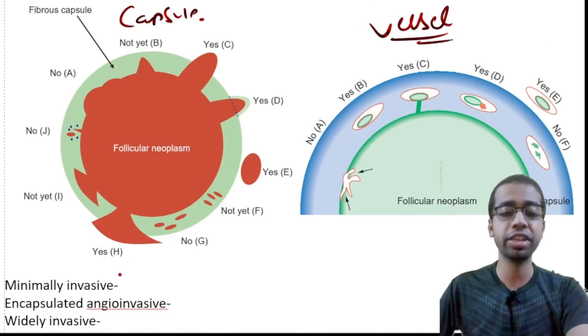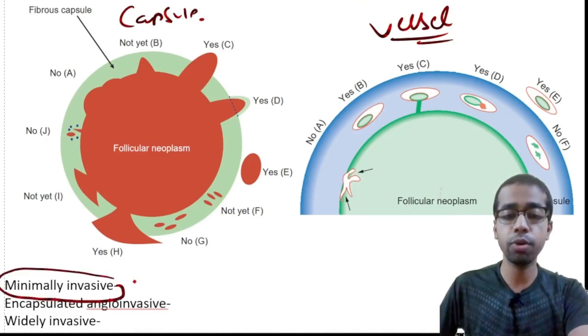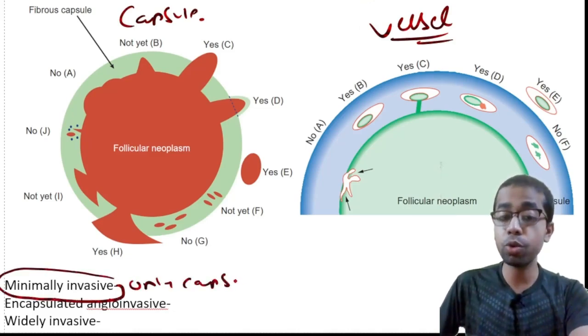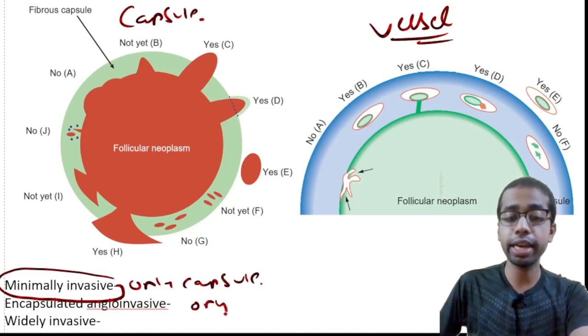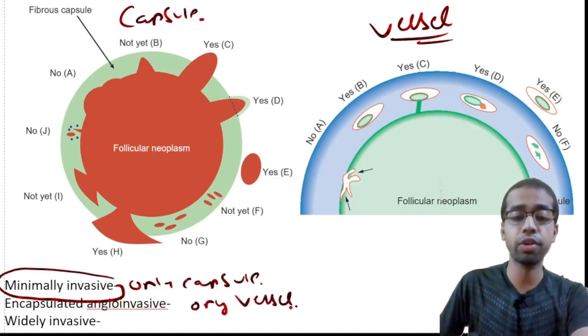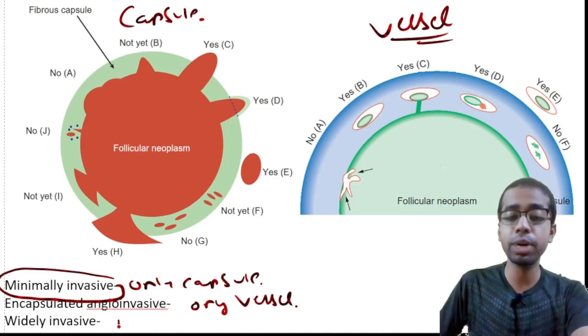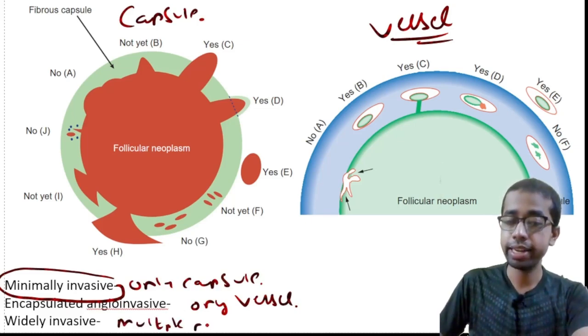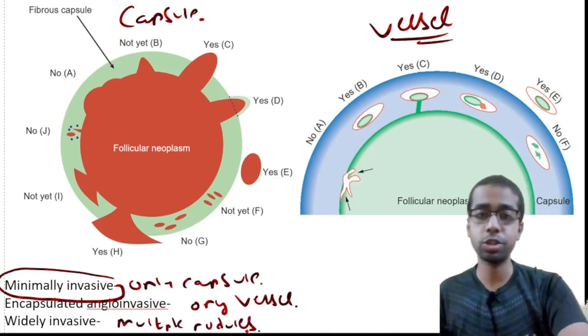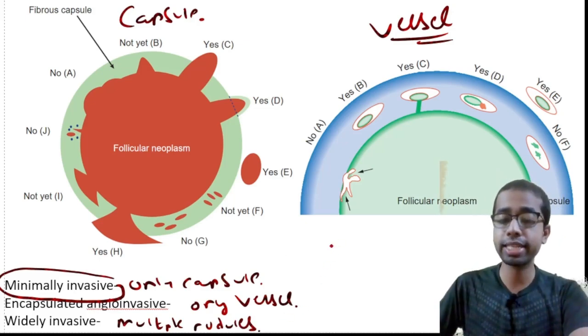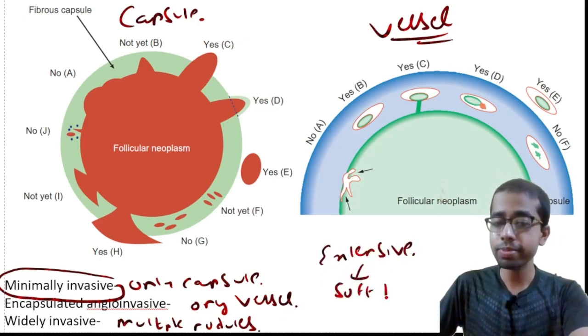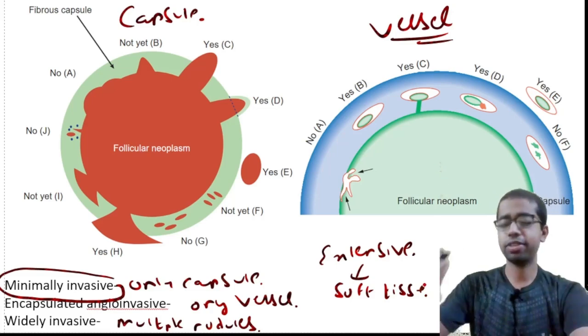Suppose it is only capsular invasion, it is referred to as minimally invasive, only the capsule. Suppose only vessel invasion, it is referred to as encapsulated angioinvasive, only vessel involvement. And if it is involving multiple nodules, that's widely invasive follicular carcinoma. In fact, another term is also used, extensive invasion. They say if it is invading the soft tissue, that's an extensive invasion. So that's a different thing.